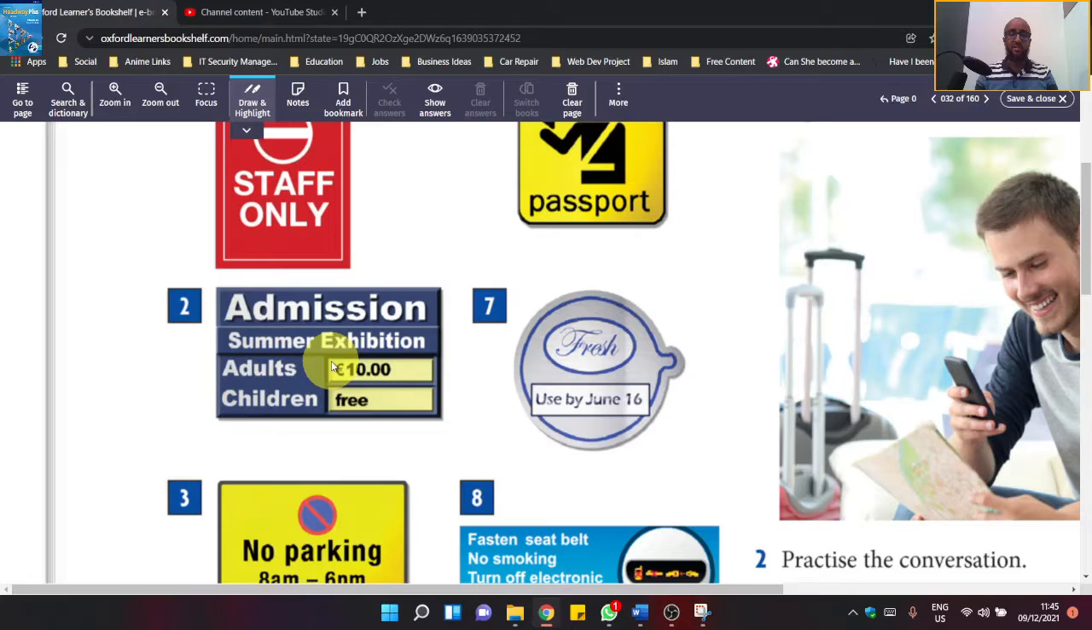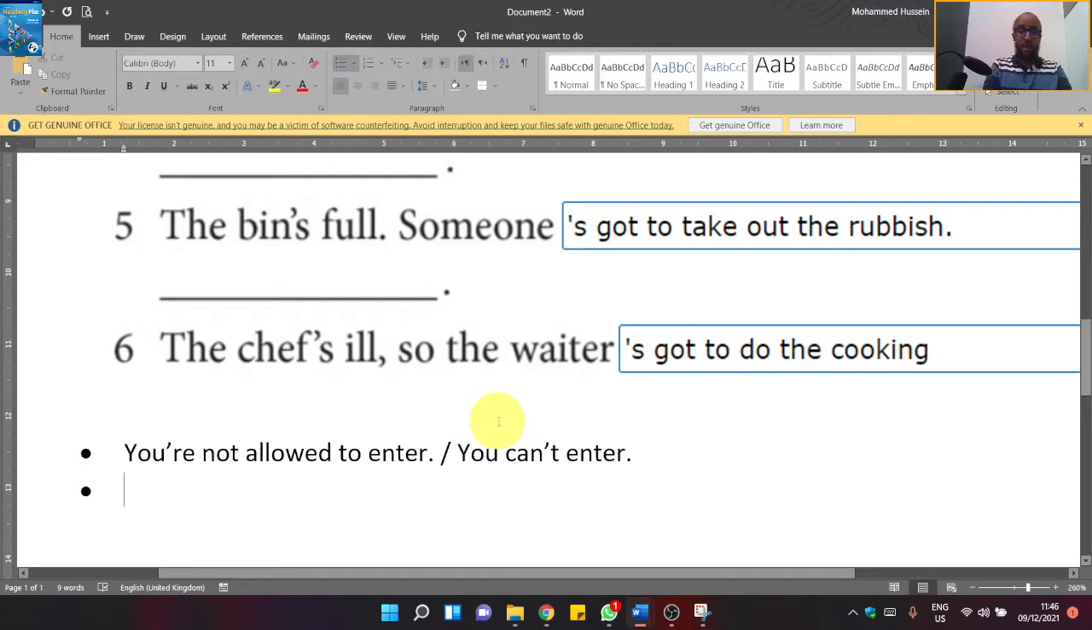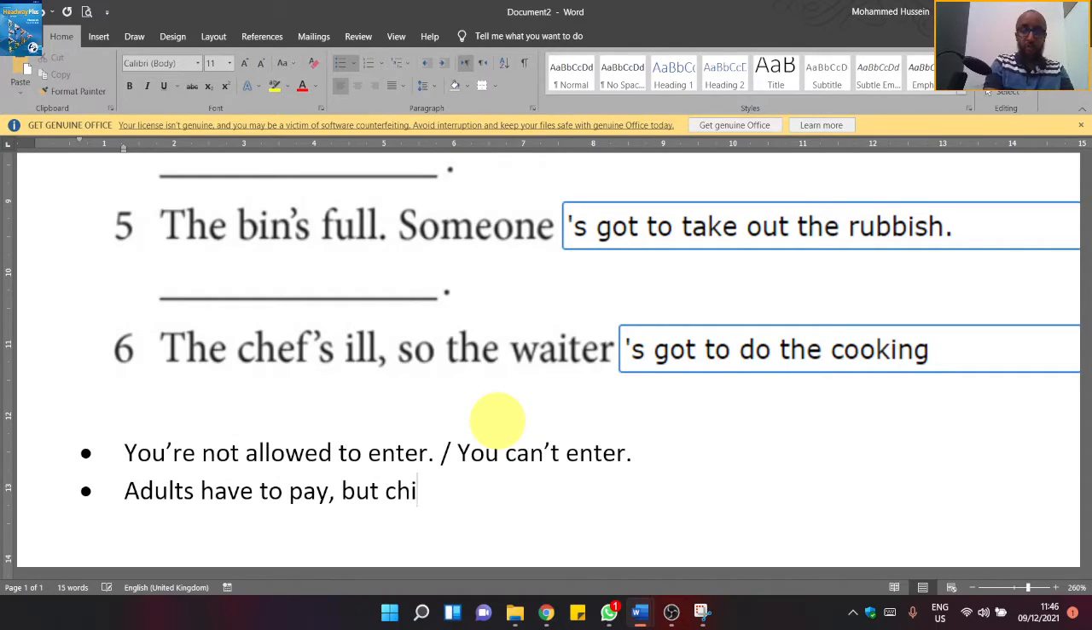So for the adults, they must pay 10 euros. Okay, and the children, they go free. Good for them. So what can we say here? We probably have to say adults have to pay, but children don't have to pay, right guys? Simple enough, right? Adults have to pay, but children don't have to pay.